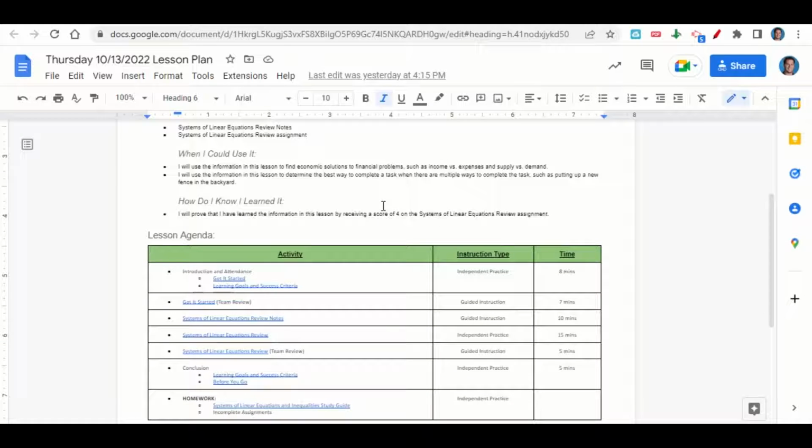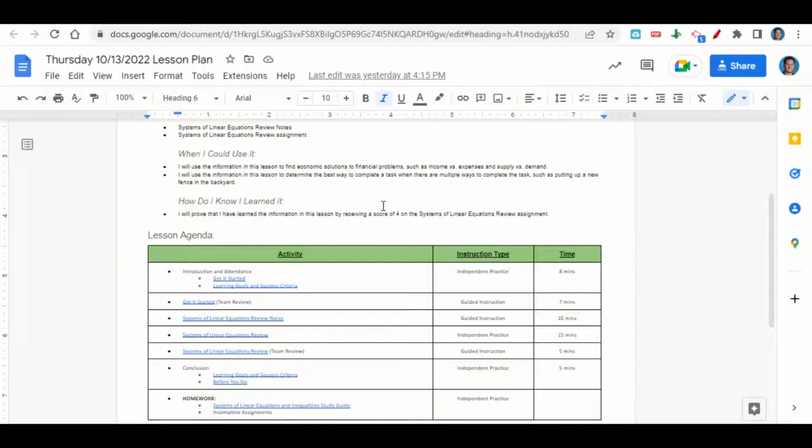Now let's take a look at our agenda for today. We will begin by going over the learning goals and success criteria. While we do that, you'll fill out your Get It Started. Once you've completed your Get It Started, we'll go over it together and answer any questions that you may have. After that, we'll go over the Systems of Linear Equations Review Notes, and then I'll give you time to complete the Systems of Linear Equations Review Assignment. Once you've completed the assignment, we'll go over it together and answer any questions that you may have.